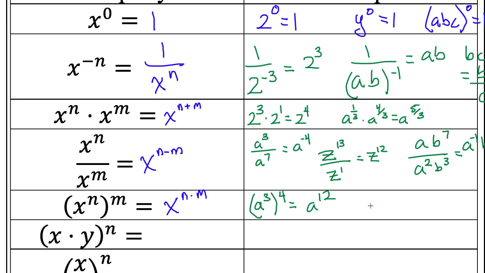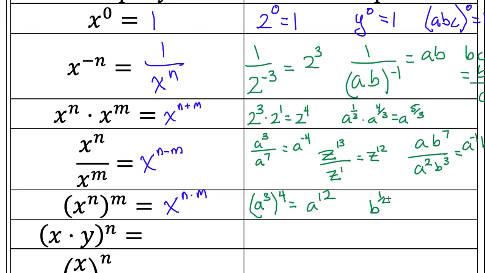Next we have something like, I don't know, b to the power of 1/4, all to the power of 3, and that will be b to the power of 3/4.